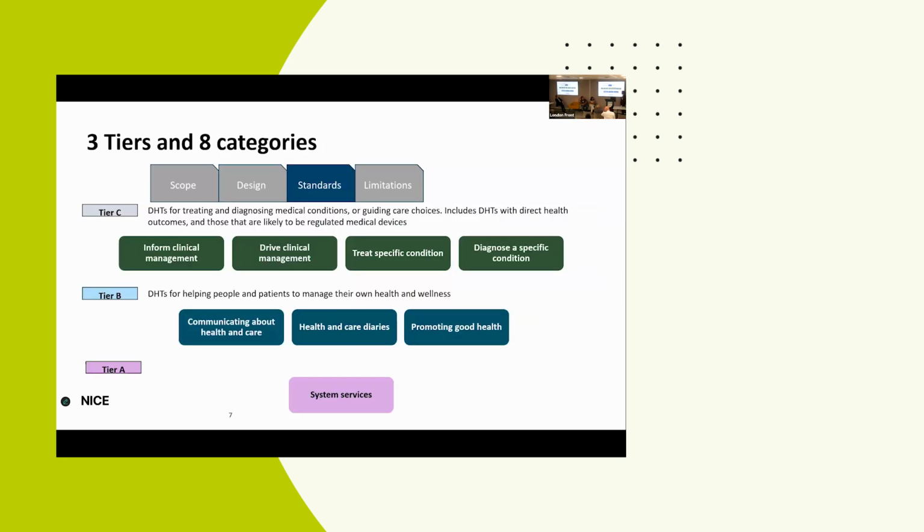Now, the standards themselves, as I mentioned already, are based on risk classification. So what you see here, 3 tiers of technology. Tier A are basically system efficiency tools, your admin tools. Tier B are your products which work at population level, education tools, diaries, not much in terms of clinical function, not bespoke. And Tier C, which is where you're most likely to be a medical device, if your product lands in this space, then anything that informs, drives, treats, or diagnoses will probably be a medical device and would require good clinical evidence as well to support its use.